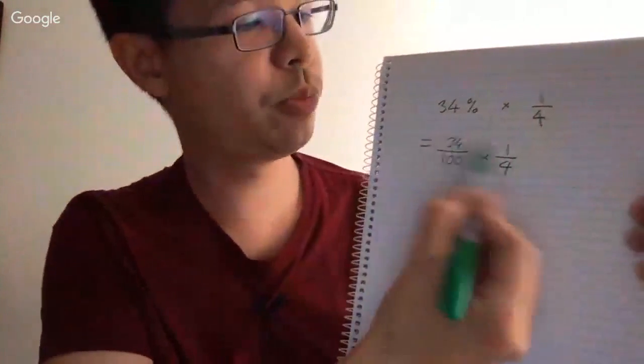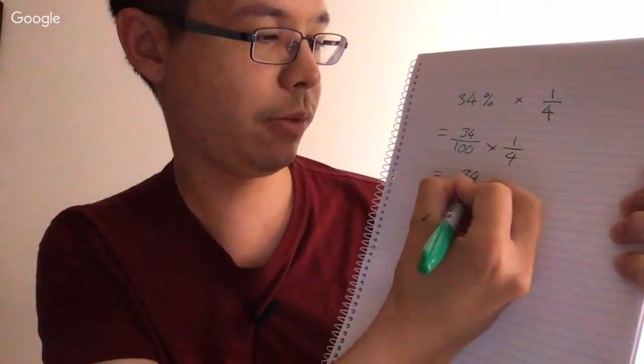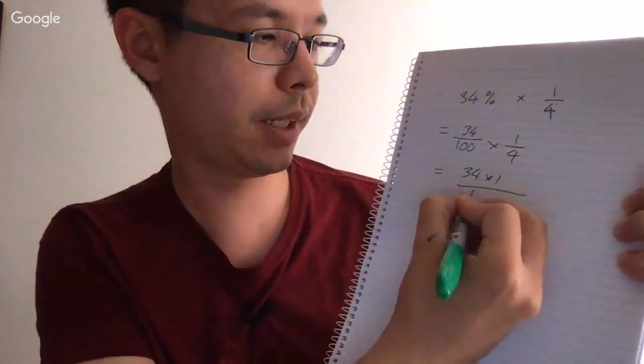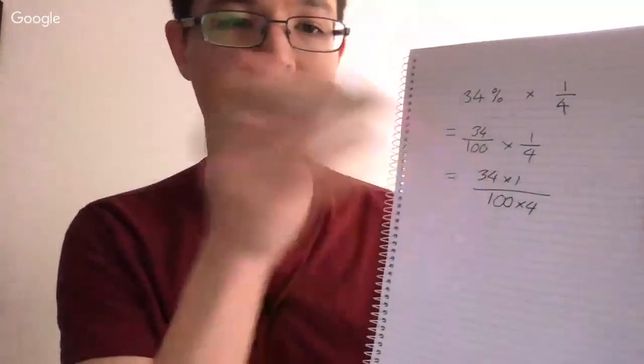And then we smoosh the numerators and smoosh the denominators. So we get 34 times 1, all divided by 100 times 4. And from there, you try and simplify and knock things out.